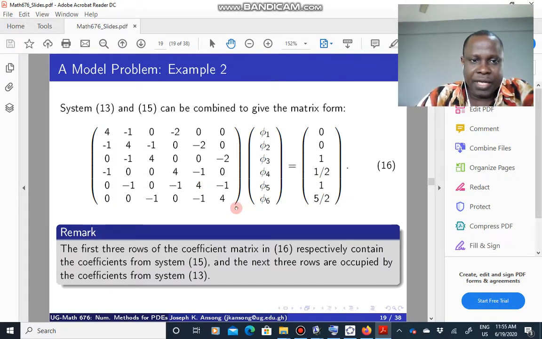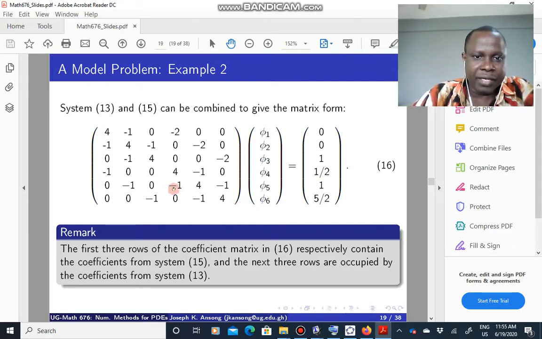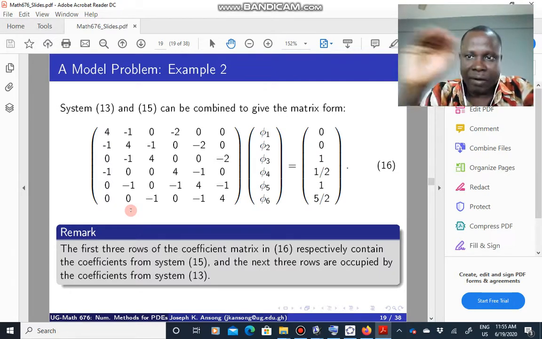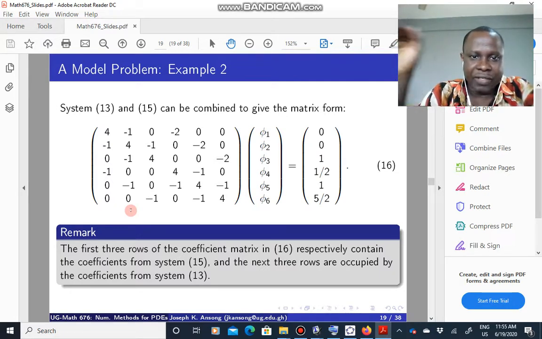Later we see that you don't necessarily have to put it in a matrix form like this. We'll see that for the iterative schemes, you can actually solve the equations iteratively, each equation. Okay, we'll come to that later on. But for now, you can combine them.